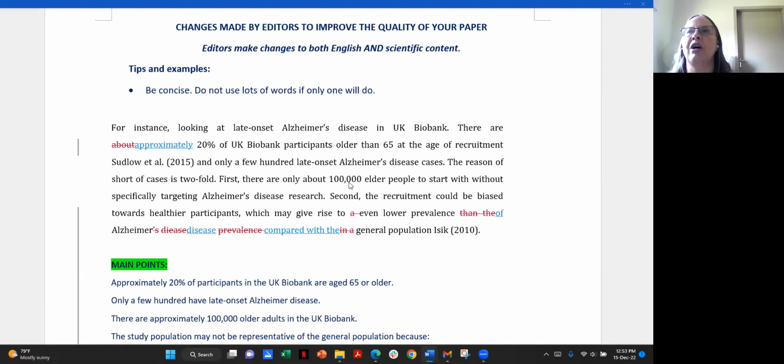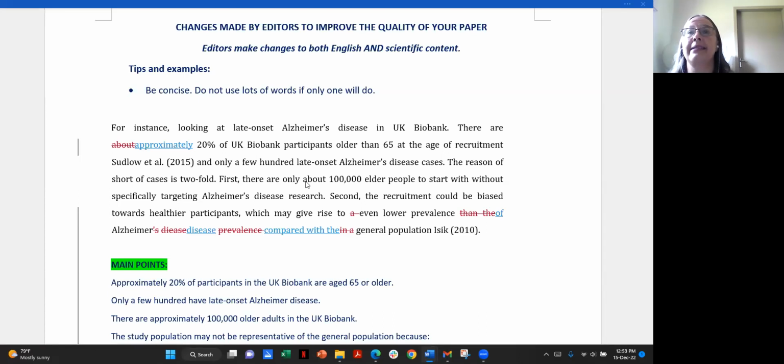So here's an example. It comes from the paper that I've been showing you previously. This paragraph here is 95 words. If you can have a read of it, I'll also read it out. They've said, for instance, looking at late onset Alzheimer's disease in the UK Biobank, there are approximately 20% of UK Biobank participants older than 65 at the age of recruitment. And then they've given a reference. And only a few hundred late onset Alzheimer's disease cases.